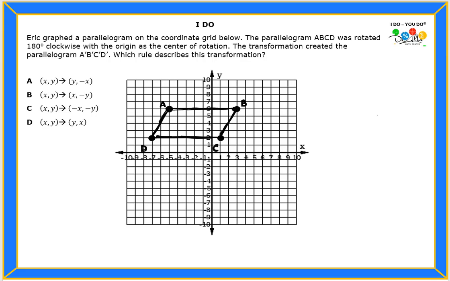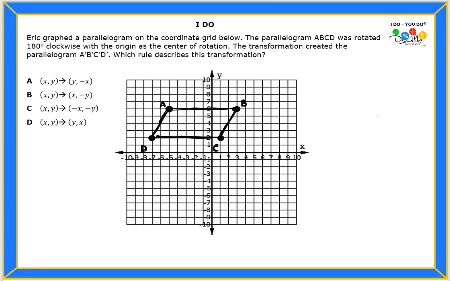Eric graphed a parallelogram on the coordinate grid below. The parallelogram ABCD was rotated 180 degrees clockwise with the origin as the center of rotation. The transformation created the parallelogram A prime, B prime, C prime, D prime. Which rule describes this transformation?